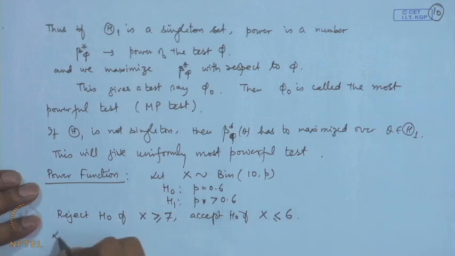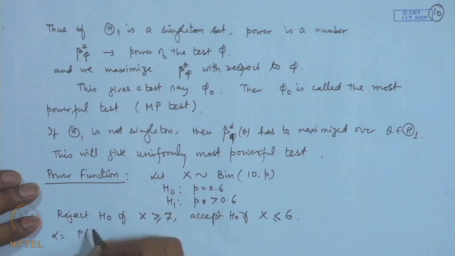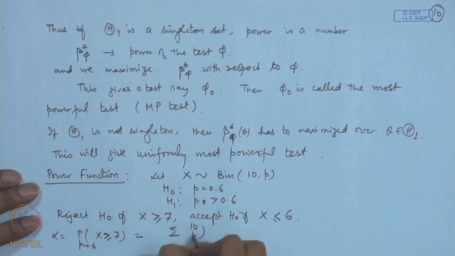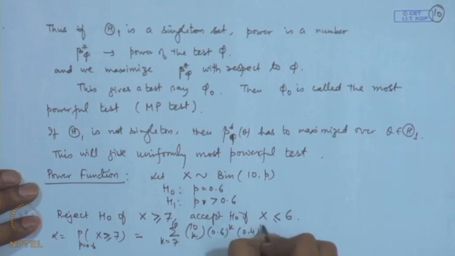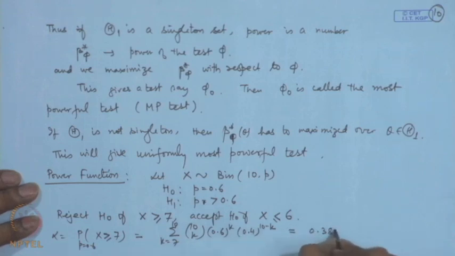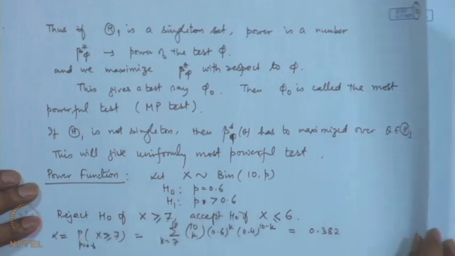So, here alpha, that is the probability of type 1 error, that is the probability of rejecting H naught when it is true, is equal to sigma 10 C k, k is equal to 7 to 10, 0.6 to the power k, 0.4 to the power 10 minus k. From the tables of the binomial distribution, one can see this value turns out to be 0.382. So, the probability of type 1 error is very high using this test procedure.